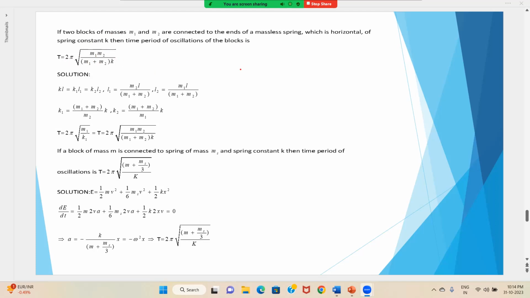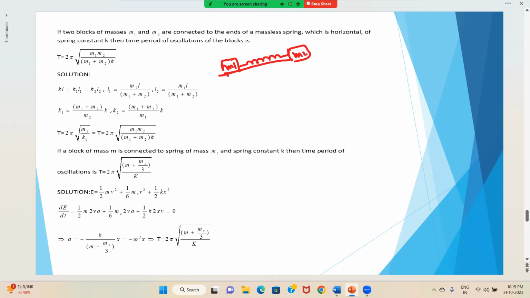Let us take a diagram here. Block of mass M1 connected to a spring, and one more block of mass M2. So here we are compressing the blocks and releasing them. Then the blocks will execute simple harmonic motion. Now we have to find the time period of oscillations of those blocks.